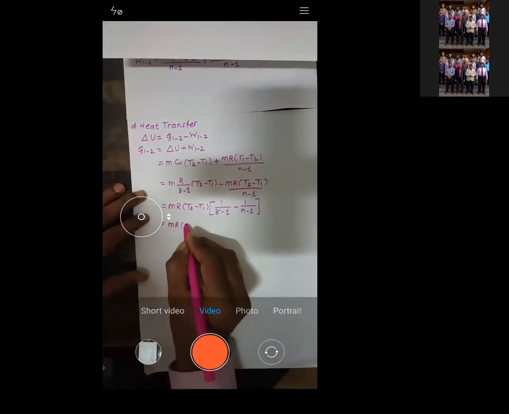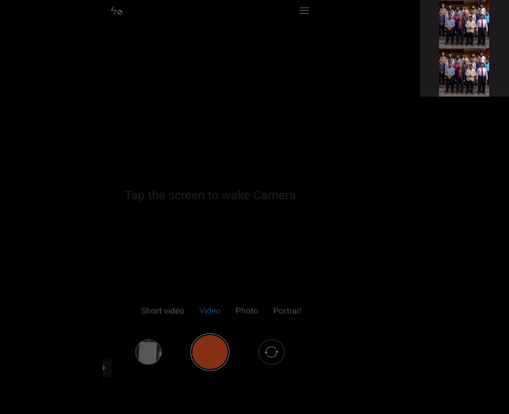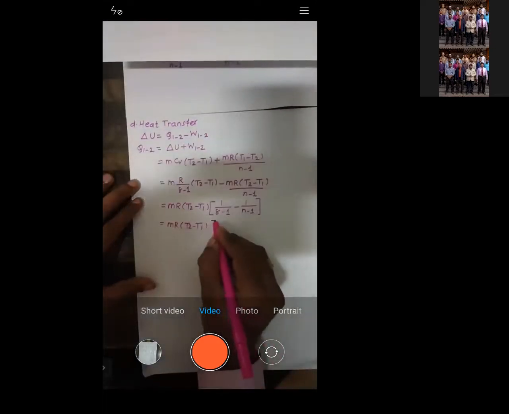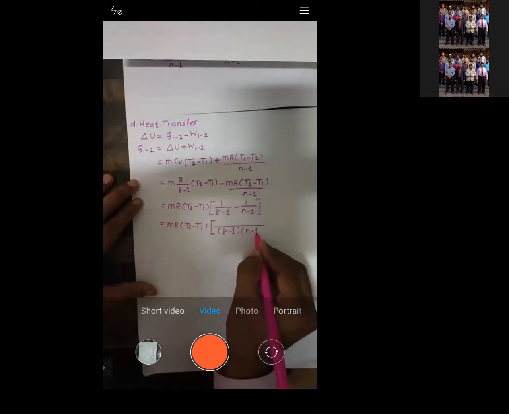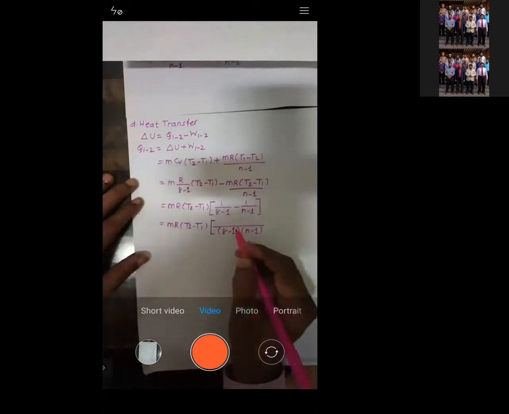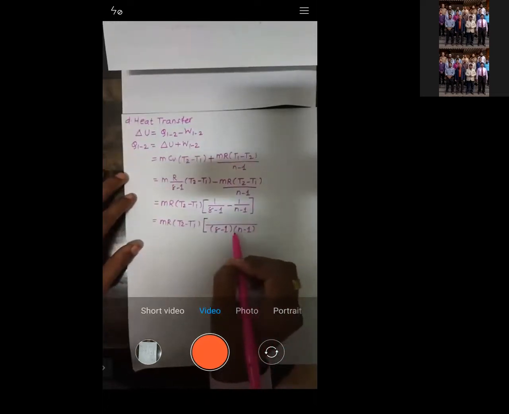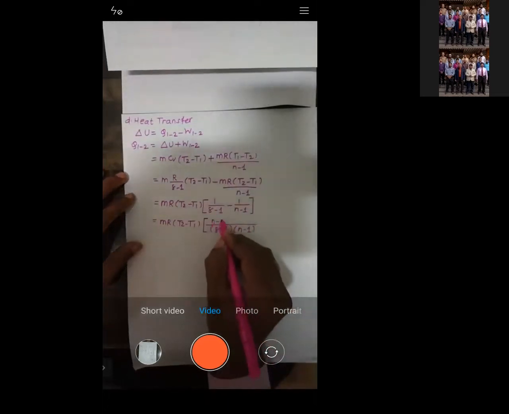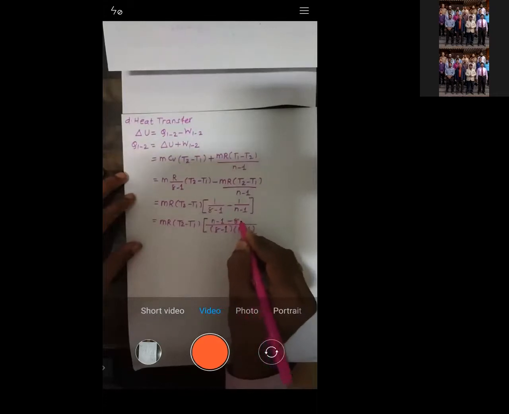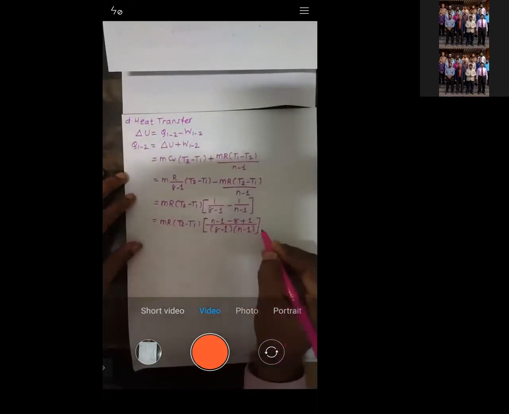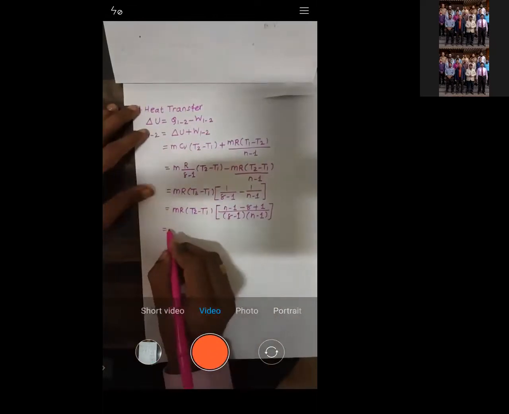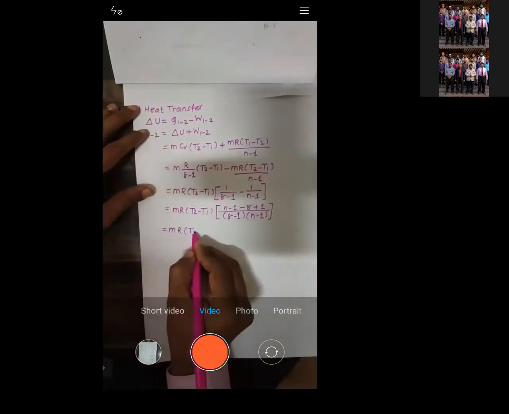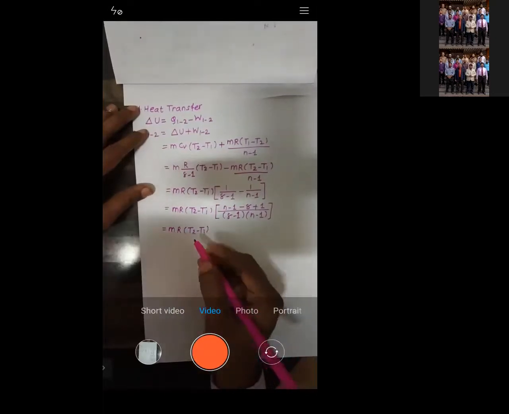m R (T2 minus T1). Let us simplify it. We will make a common denominator, so this is to be written as (n minus 1 minus gamma plus 1) upon (gamma minus 1)(n minus 1). This is a simple mathematical operation which we are doing. So what we'll get here is m R (T2 minus T1) times, here we'll get what?